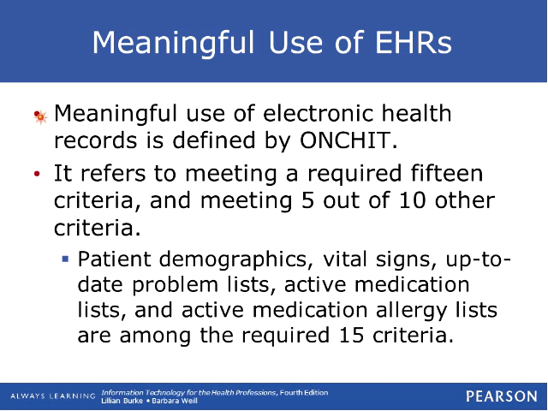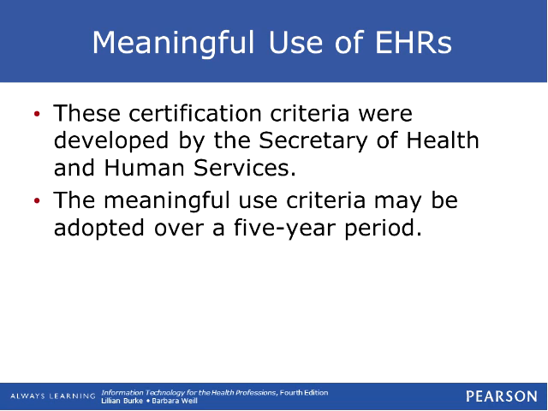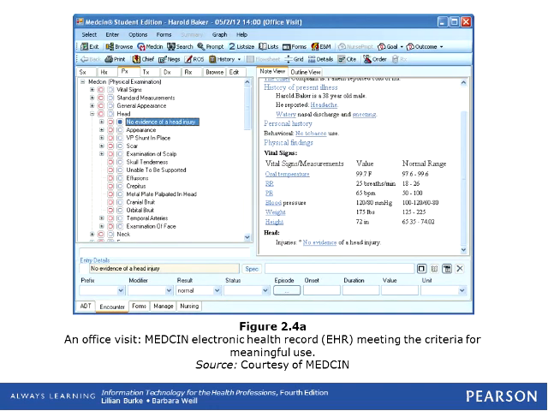Now, the meaningful use of electronic health records is defined by ONCHIT, and it refers to meeting the required 15 criteria and meeting 5 out of 10 other criteria. So it has to match all that. Patients' demographics, vital signs, up-to-date problem lists, active medication lists, and active medication allergy lists are among those required. So those have to be carried, and those have to be portable for the patient. The certification criteria were developed by the Secretary of Health and Human Services, HHS. I believe that was Tommy Thompson way back when. And the meaningful use criteria may be adopted over a 5-year period. So it's really important that EHRs are able to do that.